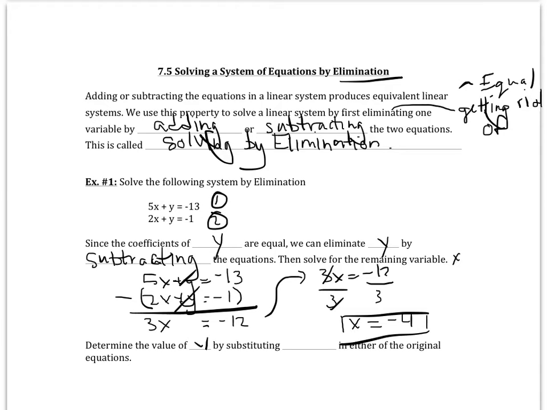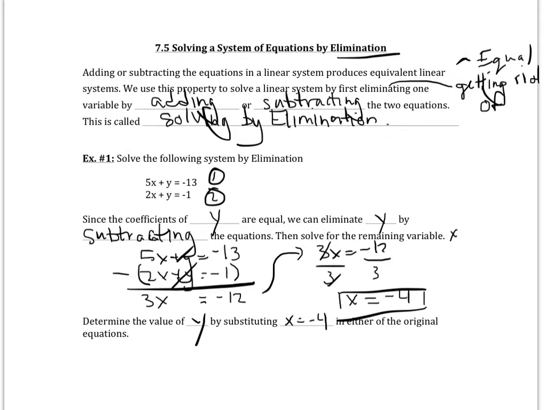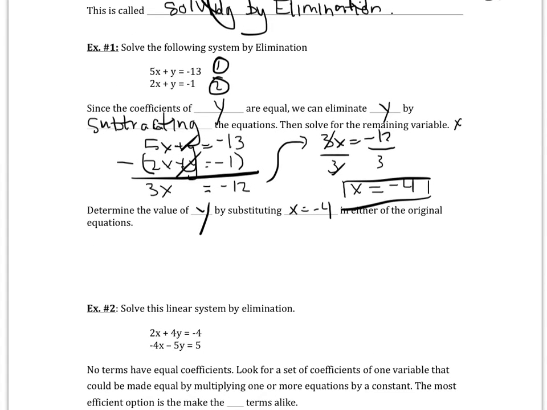Determine the value of y by substituting x equals negative 4 into either of the original equations. I'm going to pick equation 1. So 5x plus y equals negative 13. Remember, always write the formula down first. I'm substituting x equals negative 4 in, so I get 5 times negative 4 plus y equals negative 13. I can simplify that, and that becomes negative 20 plus y equals negative 13.